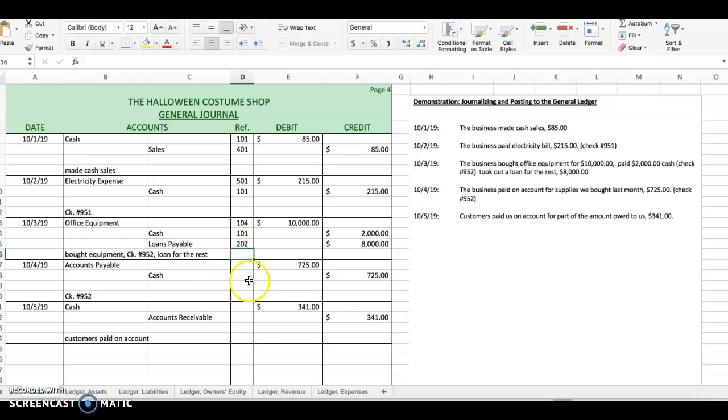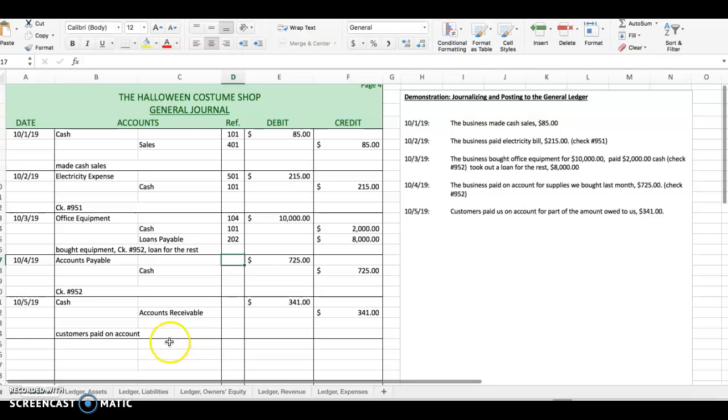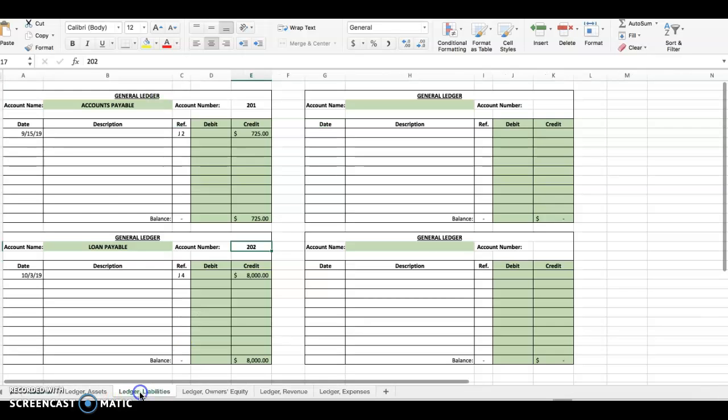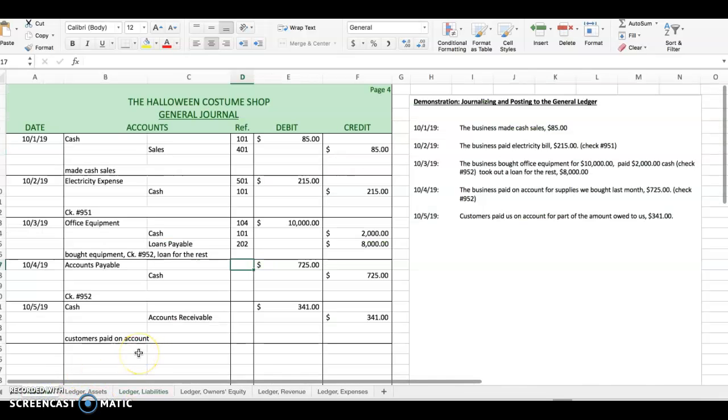Next one, we paid off accounts payable. We paid some money, $725. And if we go to accounts payable, the date, journal page 4, and we debited $725. So you can see back in September, we owed $725. Now we're paying it off. It's debited, so the balance is 0. 201 goes back into the journal, and cash once again, because we paid money, cash once again is credited.